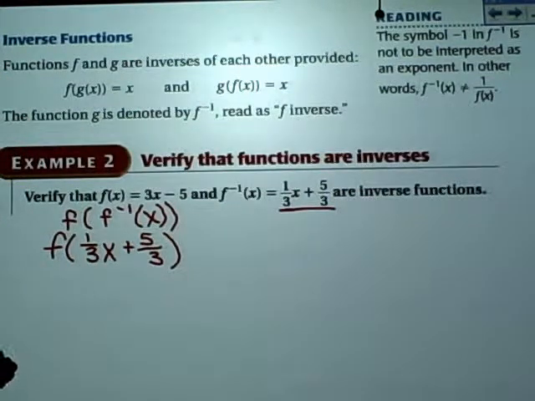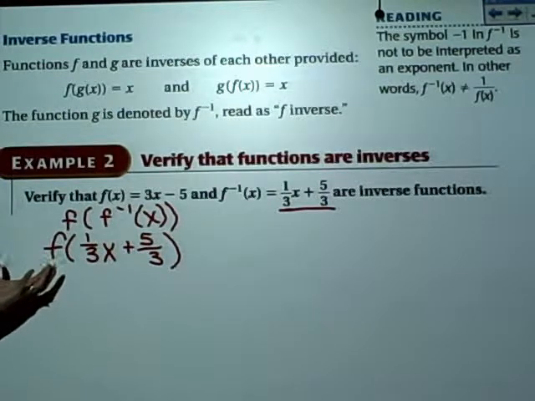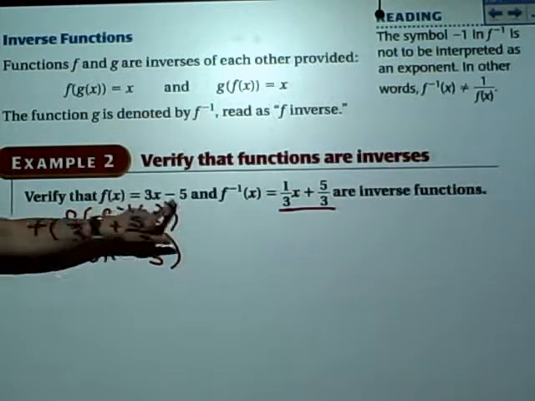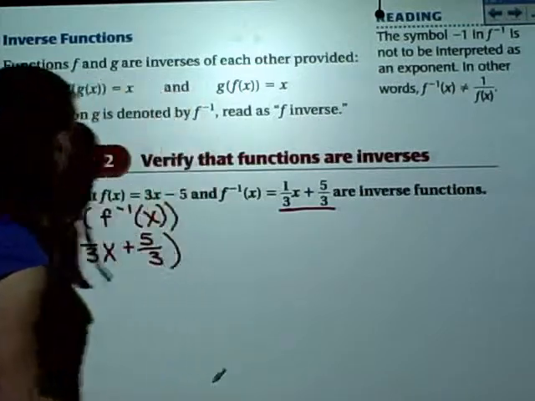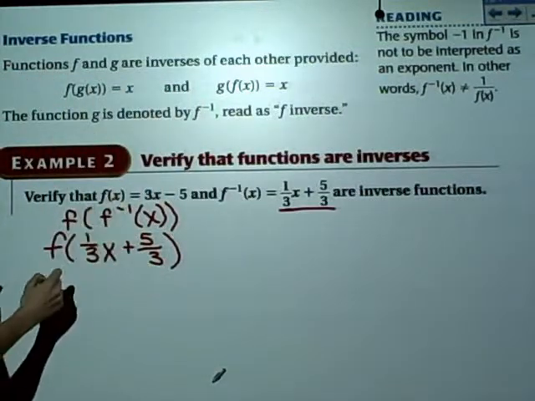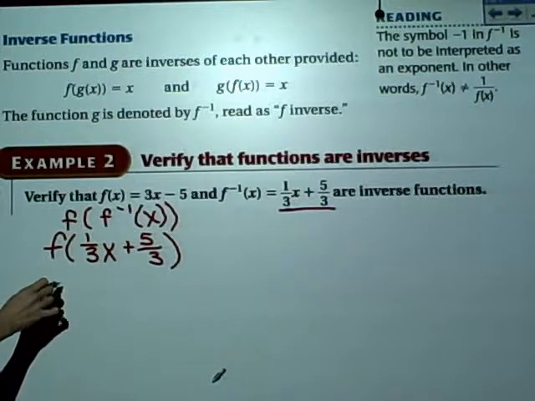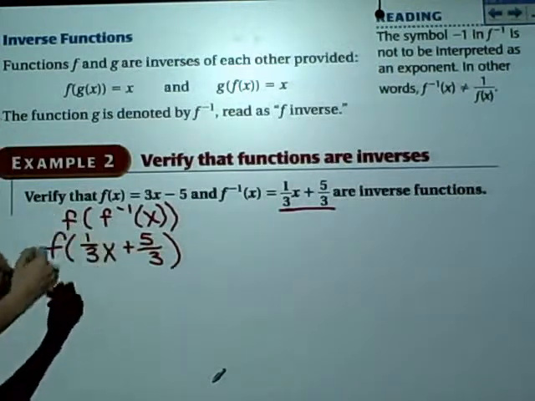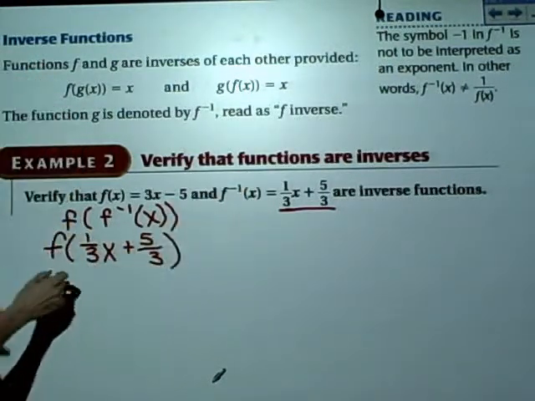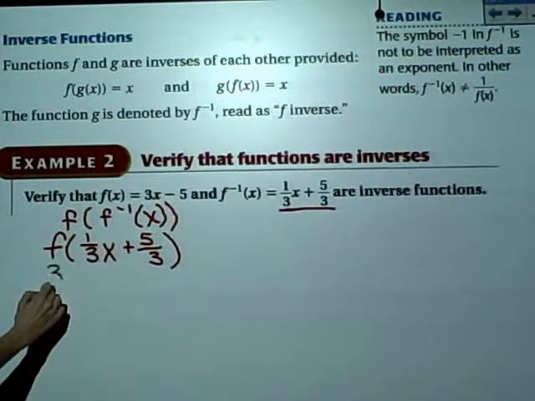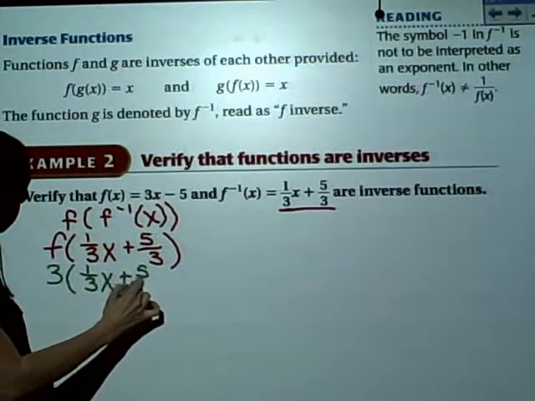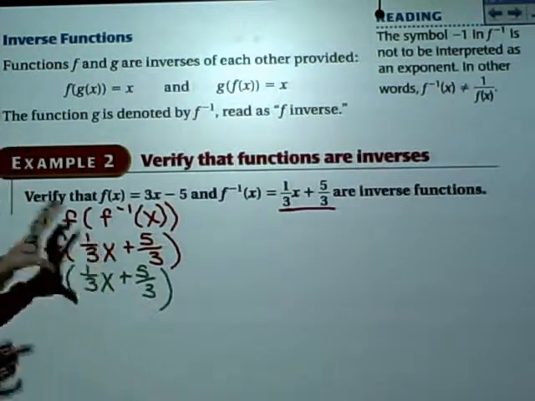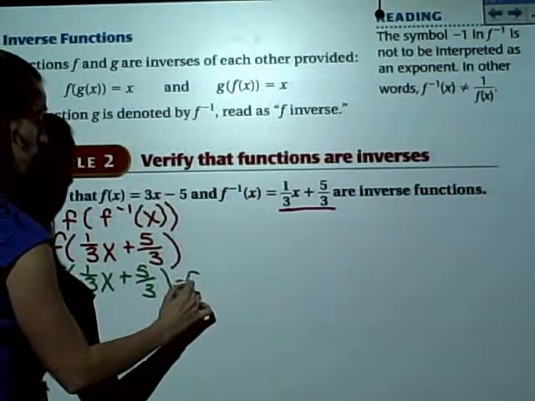That helps me see that all I have to do is go back to my original function, and everywhere there's an x, I want to put this function. I'm just being tricky here, guys. So I'm going to go back to my original, because this says f of x, or f of this function, not f inverse. F inverse means this one. So f is here, so I'm going to go 3 times 1/3 x plus 5/3, okay, that's my x, minus 5.